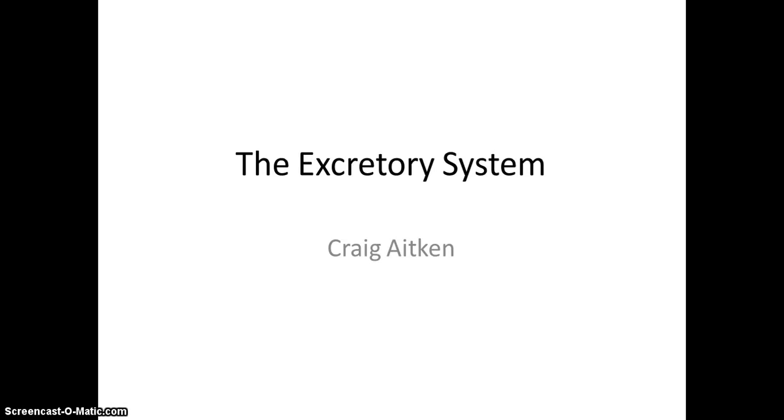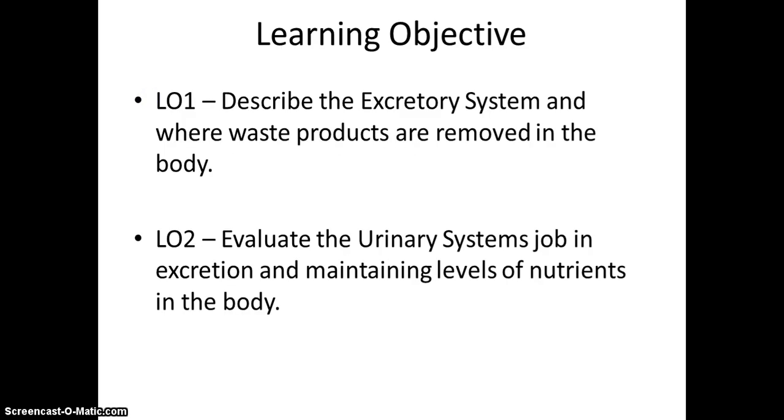Okay, welcome to this final installment of this second assignment video. It's on the excretory system. Your objectives are we're going to look at describing the excretory system and where the waste products are removed from the body, and then we're going to look at the urinary system and its job in maintaining levels of nutrients and maintaining homeostasis within the body.